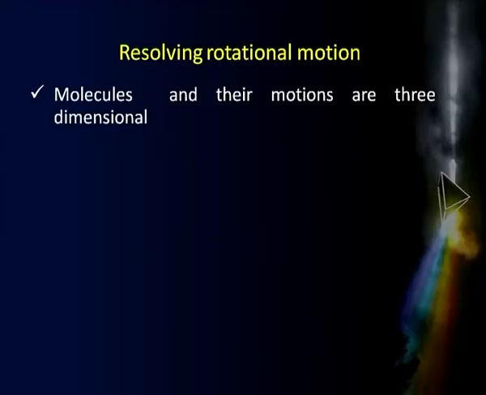Let us see. We know that molecules and their motions are three-dimensional, because all molecules are three-dimensional, and when they move, they are moving in 3 dimensions and execute a variety of motions. One is translation, where the molecule is here and it is moving, or it undergoes rotation, or it undergoes vibration. There are a variety of motions, we talked about that earlier too.